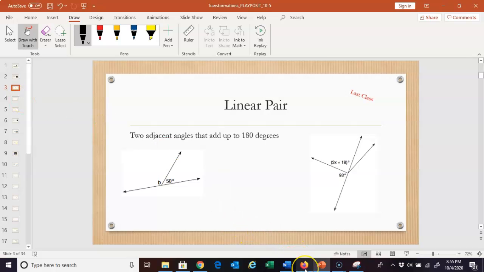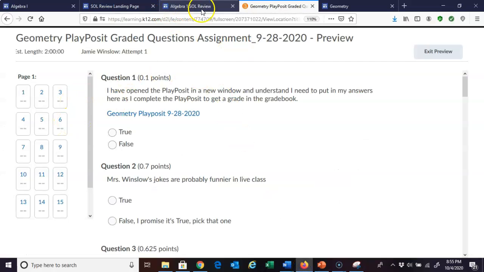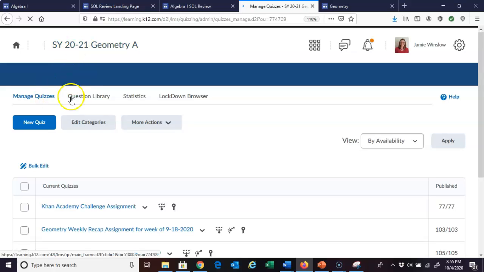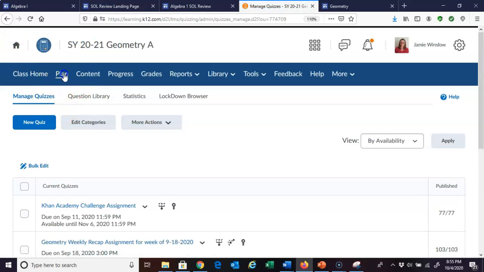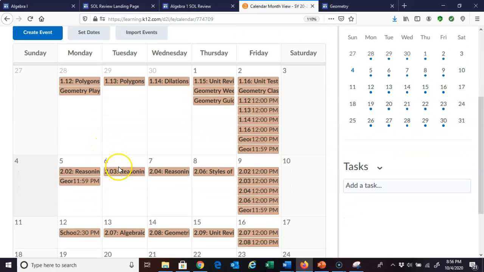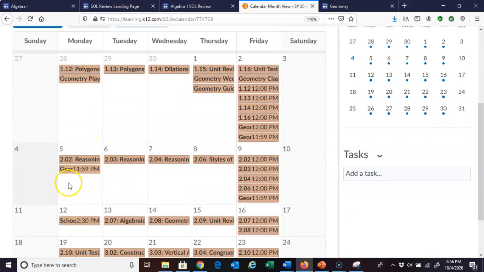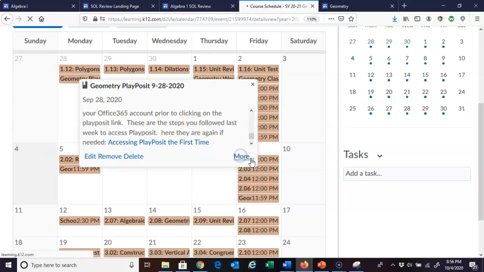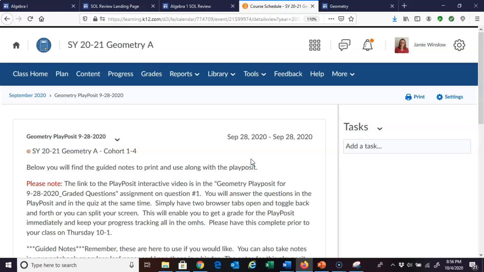So first, let me pop over to your OMHS to show you exactly where to find your Play Pause It assignment. When you go to your daily plan, you're going to have an assignment for today on October 5th titled Geometry Play Pause It. There's nothing there yet because I'm making this recording for you now. So let me model this using the assignment from last Monday. It's going to be the same thing. The only thing that's different is the date.